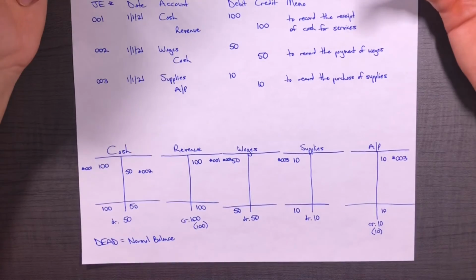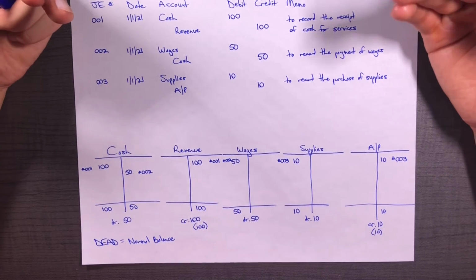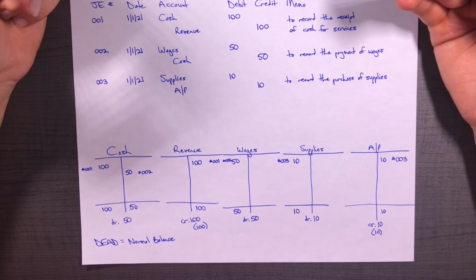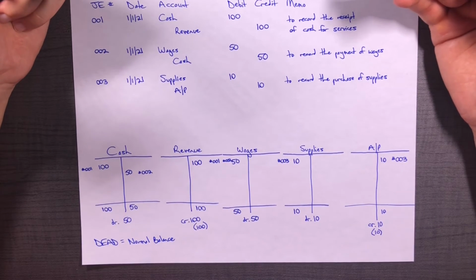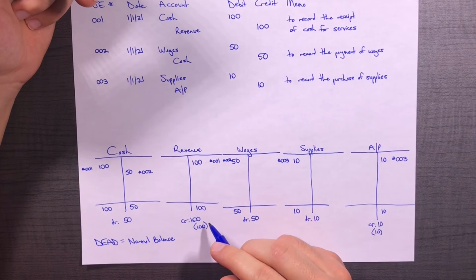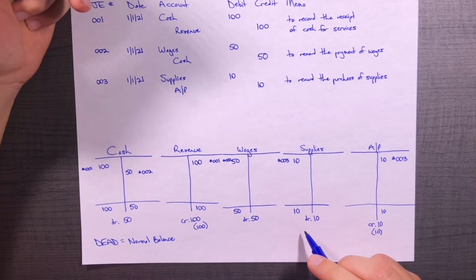Again, we have to understand that a credit balance for a liability account is a normal balance. So minus $10 in accounts payable means we owe $10 to our creditors. Let's look at what our T accounts tell us about net income. We know logically that we received $100 in revenue and we paid $50 and $10 in expenses.